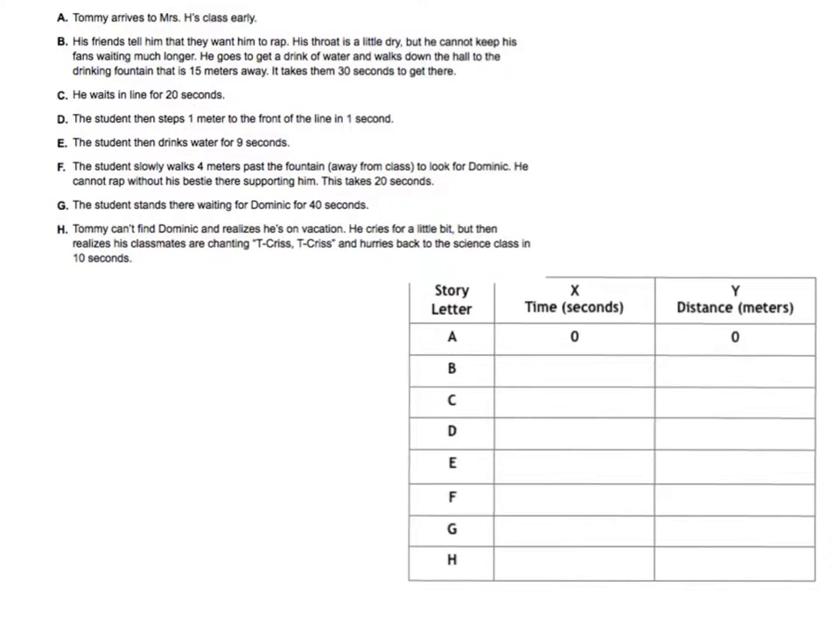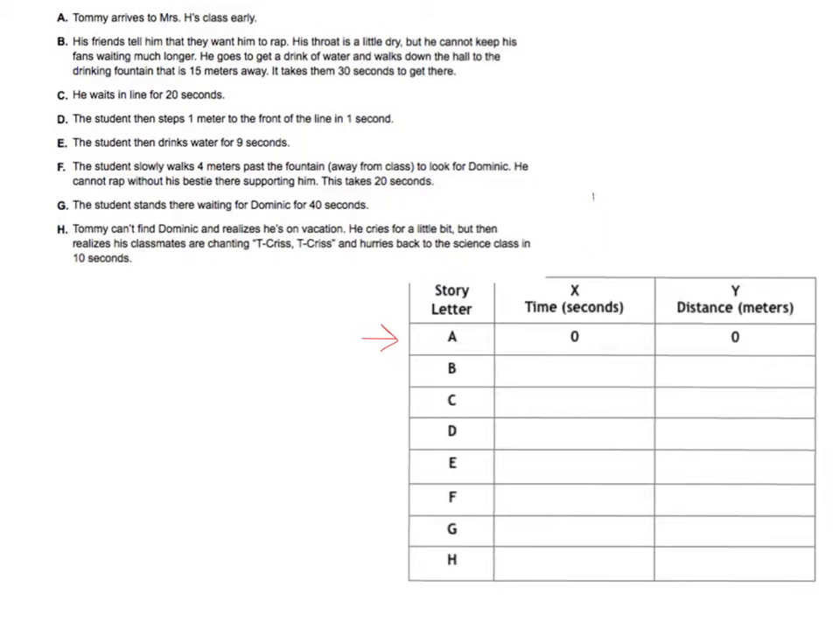All right, the first thing we are going to look at with the questions from yesterday is the table that you had to fill out according to the story. The story is up here on the left, and the table we are going to fill out is in the bottom right-hand corner. So the first step says that Tommy arrives to Mrs. H's class early. It's important to realize that Mrs. H's class is represented by a 0.